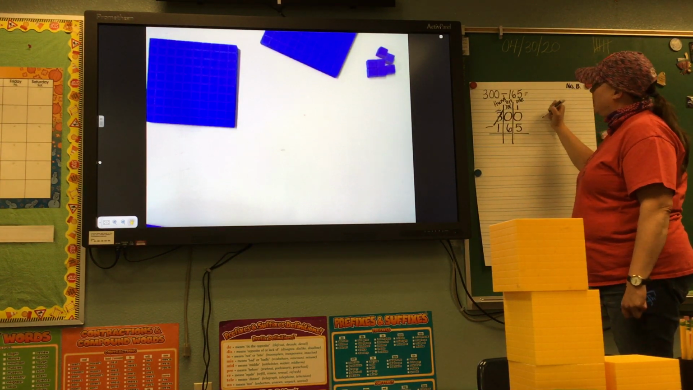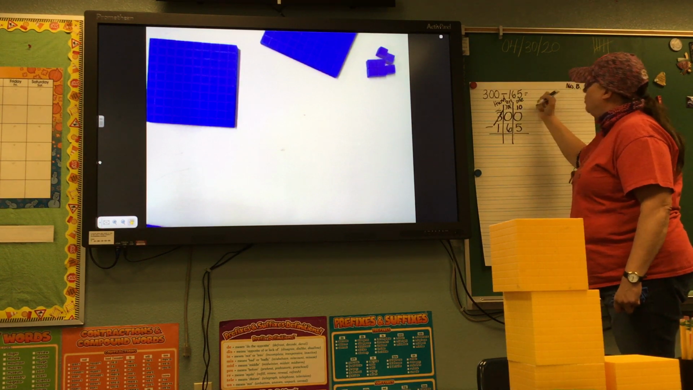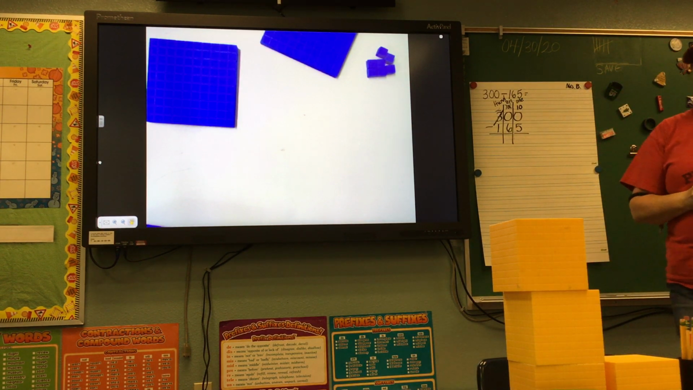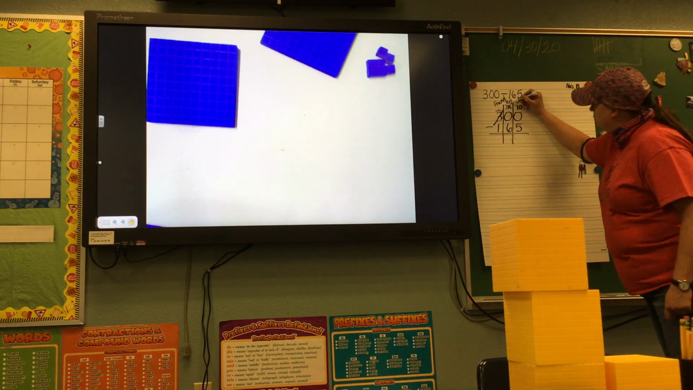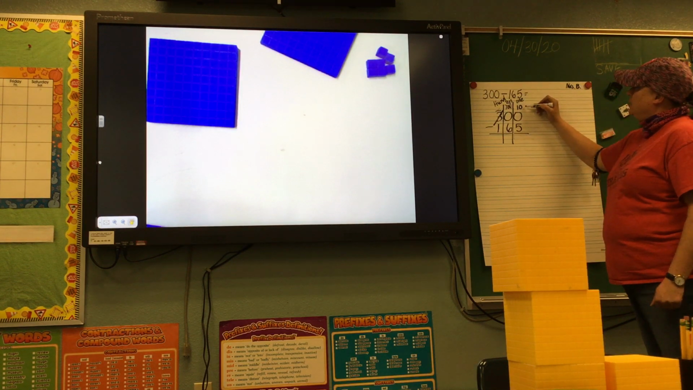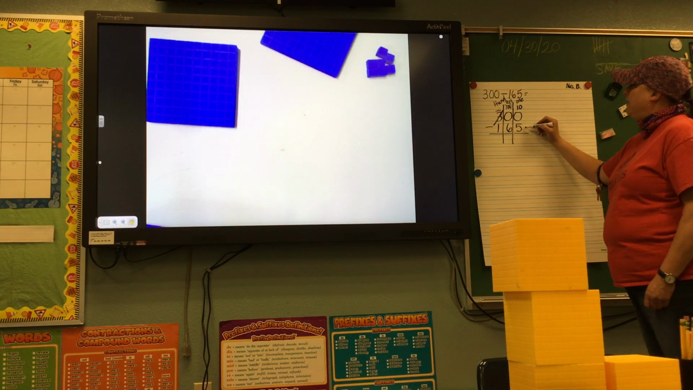And here's the 10 I borrowed next to the 0 ones that I started with. So now, instead of no ones, how many ones cubes do I have now? I have 10. Now I can do this ones column. So I have 10 ones, take away 5 ones.